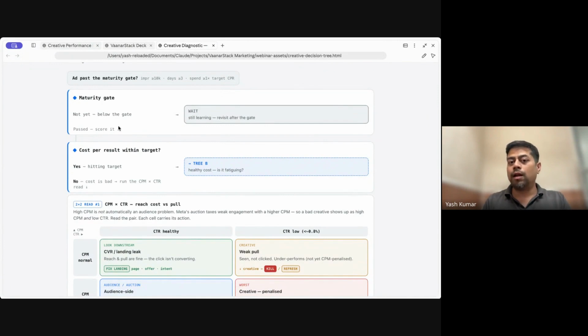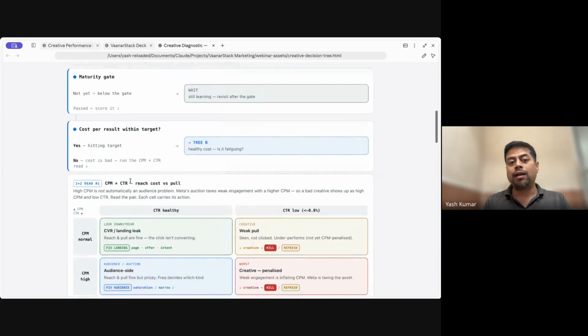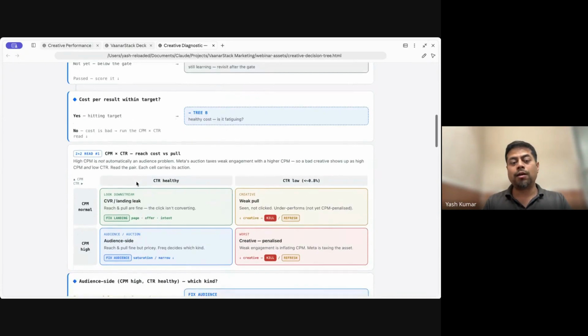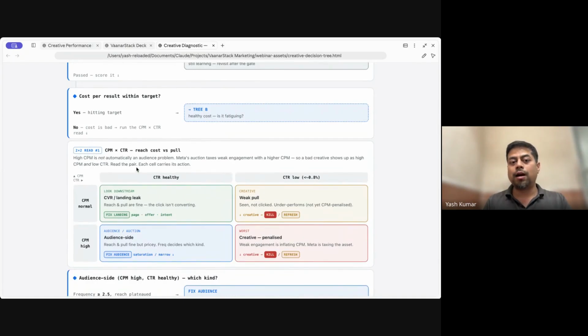So if it is mature, is the cost per result within target? If yes, hitting target, then we will analyze it in tree B. If no, cost is bad, then we will look at the CPM and CTR. Now, CPM and CTR are two metrics I already explained when I was talking about the metrics. But if CPM is normal and CTR is healthy and still cost per result is bad, which means the ad platform is doing its job, or the ad is doing its job, because the CPM, or the cost per impression to serve the ad, you are paying is decent.